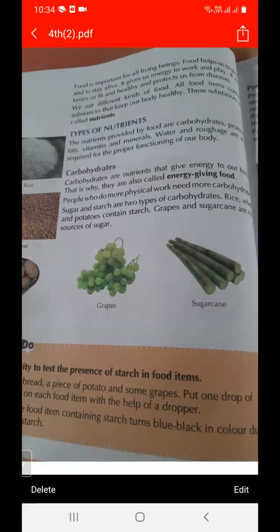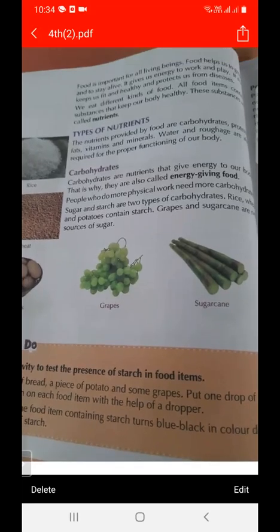And what are the types of carbohydrates? It has two types, sugar and starch. And how can we get sugar? Grapes and sugarcane are sources of sugar.